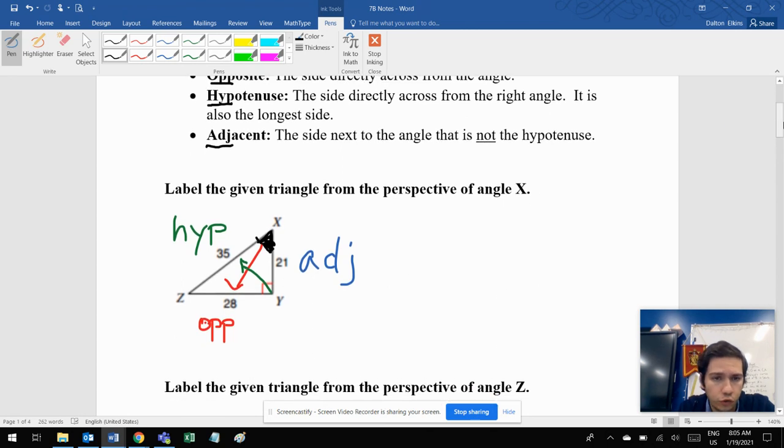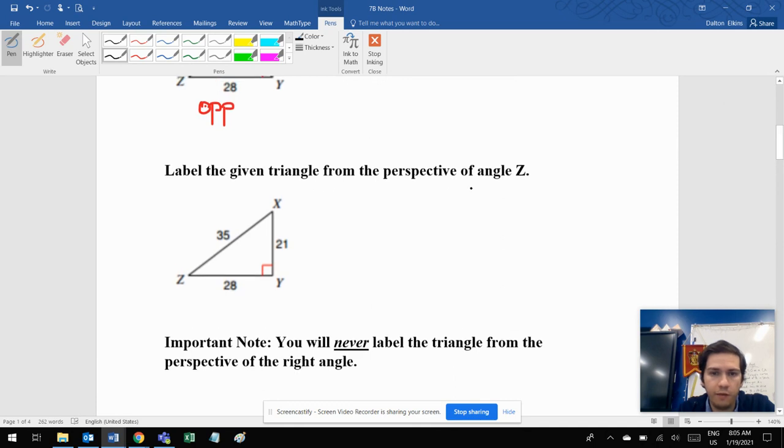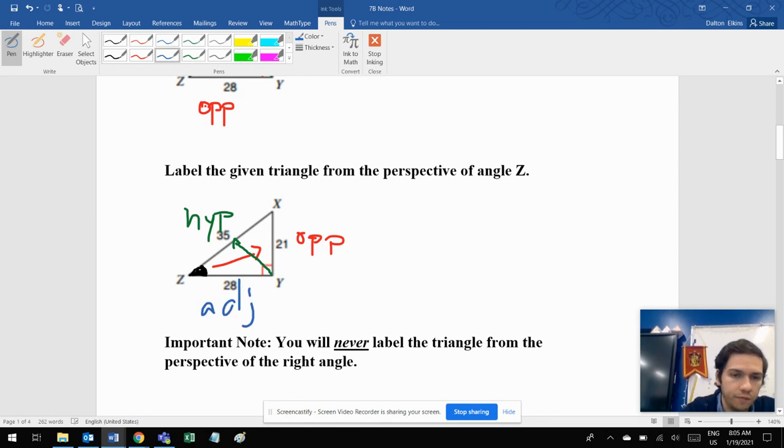Now, there are more angles in this triangle than just angle X, right? What about labeling it from the perspective of angle Z? Well, angle Z is over here. How do I view the world now from angle Z? From this little corner pocket here. Well, the opposite side is now the 21 side. What's nice, though, is that the hypotenuse is still directly across from the right angle, so that doesn't matter. This side is still the hypotenuse. And then that leaves this side over here, the 28 side, as the adjacent side.